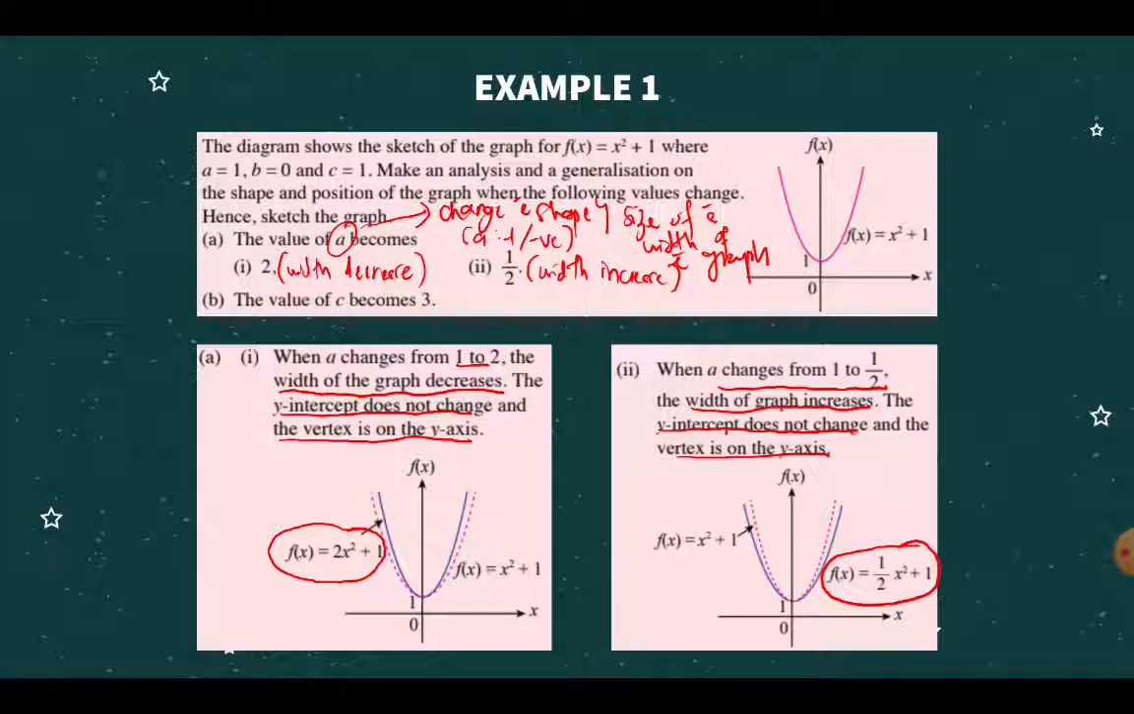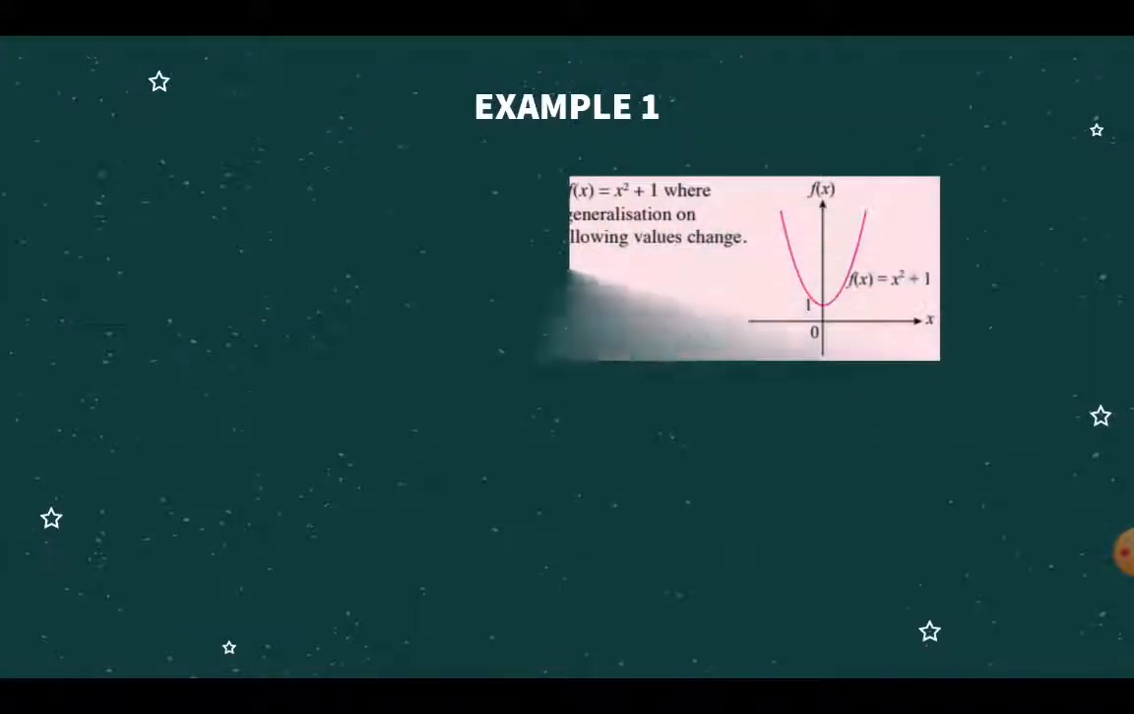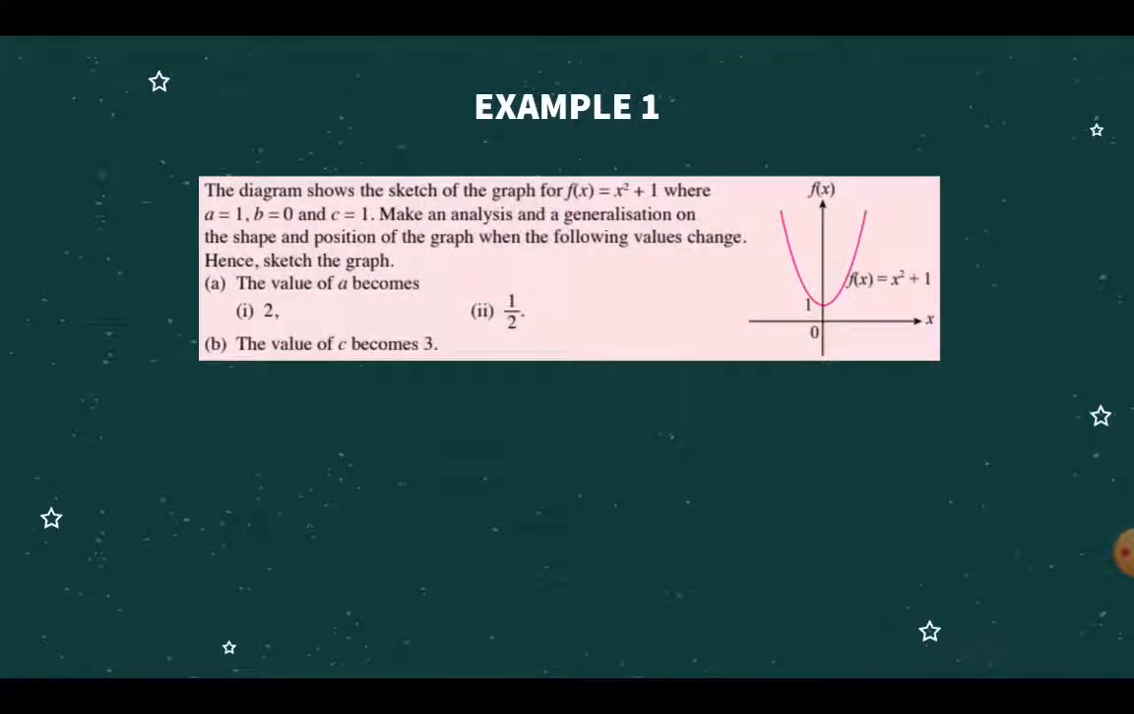When the value of A is smaller, the width increases. Okay, how about B? Okay, B, the value of C becomes 3. So C greater than 0. So when we talk about change in C, we are talking about the position of the graph, whether it moves upwards or downwards.